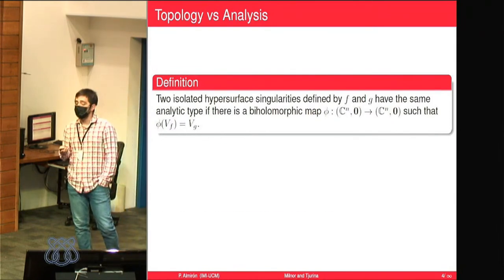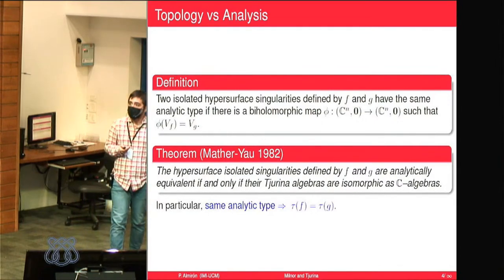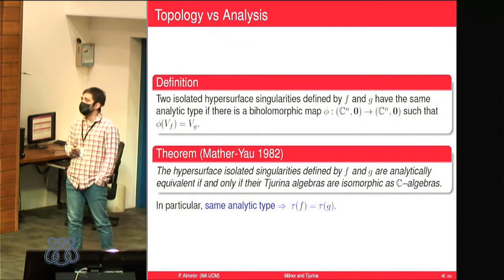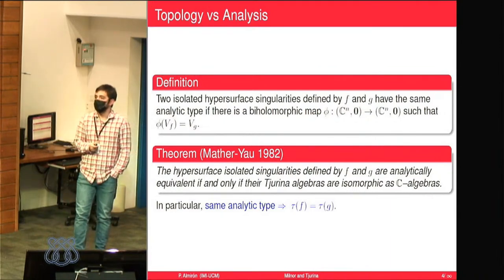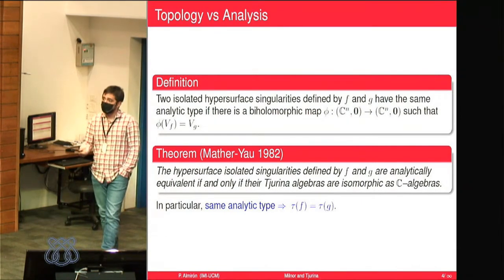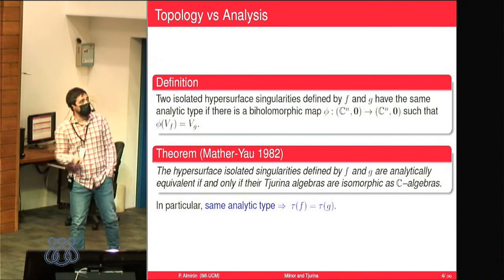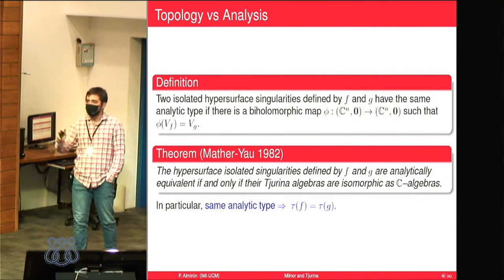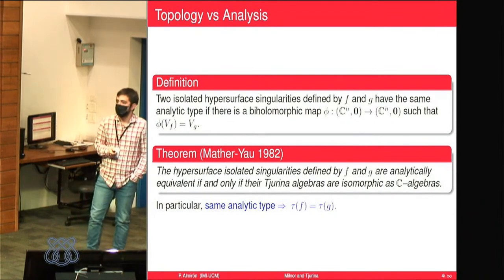And here, the main theorem is a theorem of Mather and Yau, 1982. They prove that for isolated hypersurface singularities, we have analytically equivalent singularities if and only if the Tjurina algebras are isomorphic as C-algebras. So in particular, this means if we have the same analytic type, then we are going to have the same Tjurina number. The converse is obviously not true, because observe that from the Mather and Yau theorem, to be analytically equivalent, it's not enough to have the same Tjurina number, but you must have isomorphic Tjurina algebras.